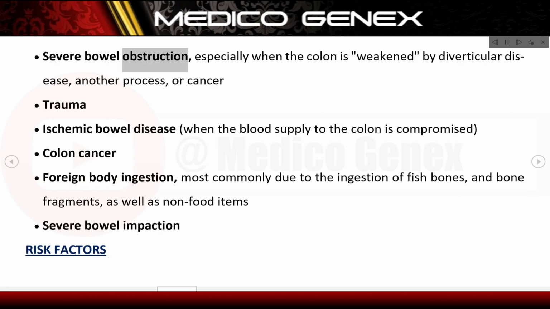Severe bowel obstruction, especially when the colon is weakened by diverticular disease, another process, or cancer. Trauma. Ischemic bowel disease, when the blood supply to the colon is compromised. Colon cancer. Foreign body ingestion, most commonly due to the ingestion of fish bones and bone fragments, as well as non-food items. Severe bowel impaction.